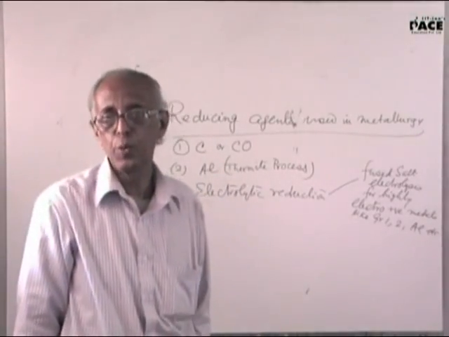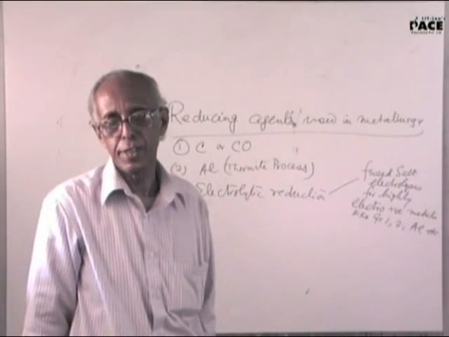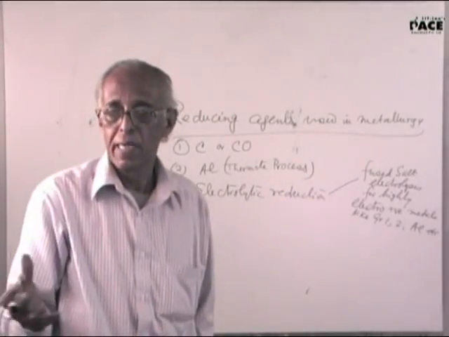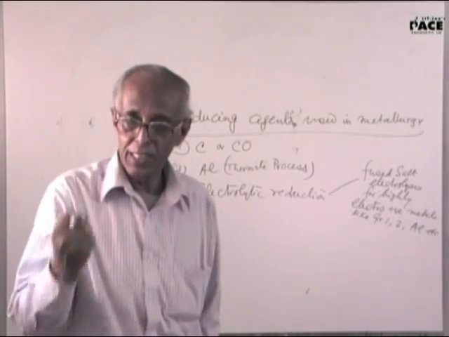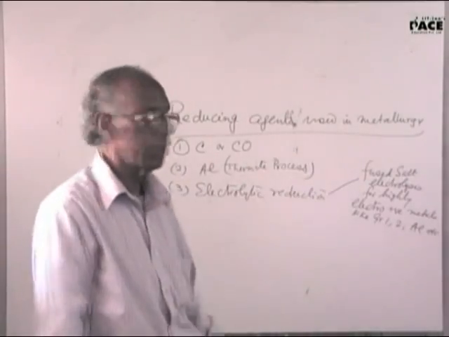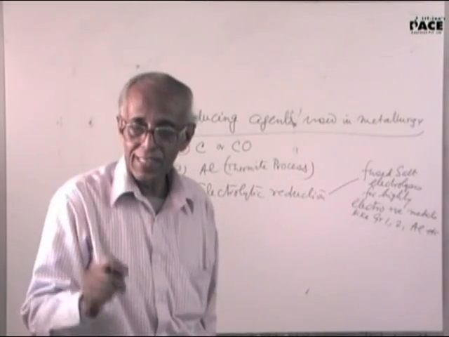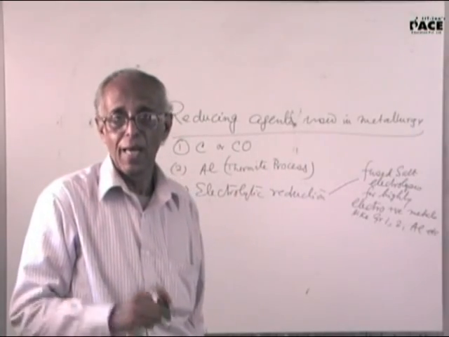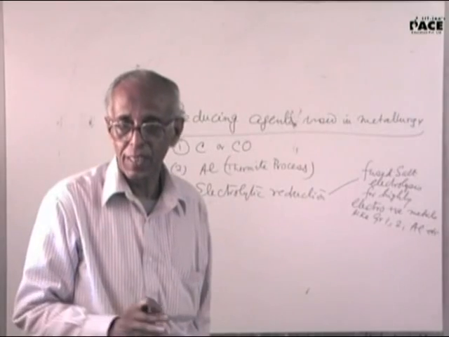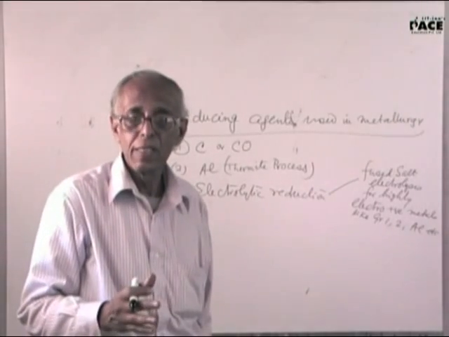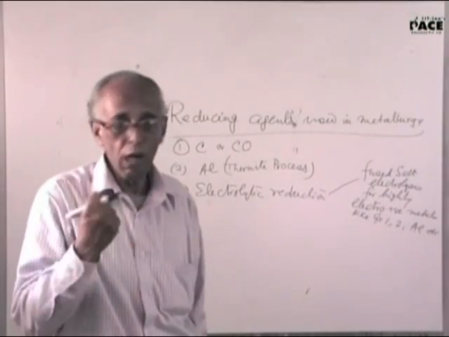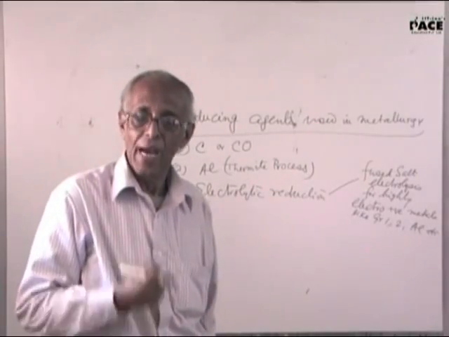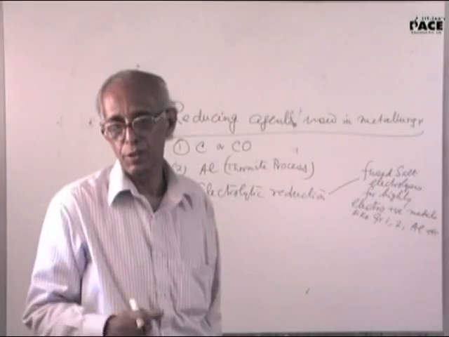Electrolytic reduction: there are two ways the metals are reduced. One, the metal salt in the molten condition, when it is electrolyzed, is called fused salt electrolysis. This is used when the metal is highly electropositive, like alkali metals, alkaline earth metals, aluminium. They are electrolyzed not from solution but from their salt in the molten state. And that is why it is called fused salt electrolysis.